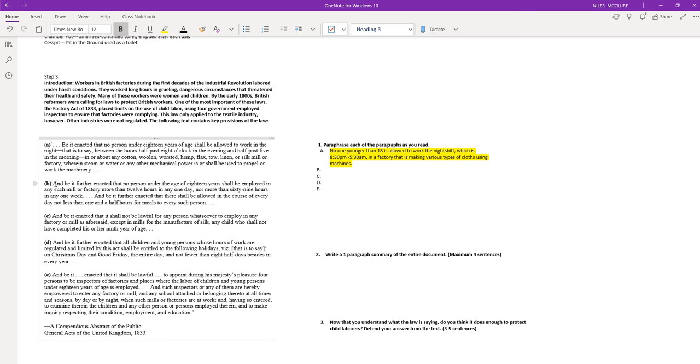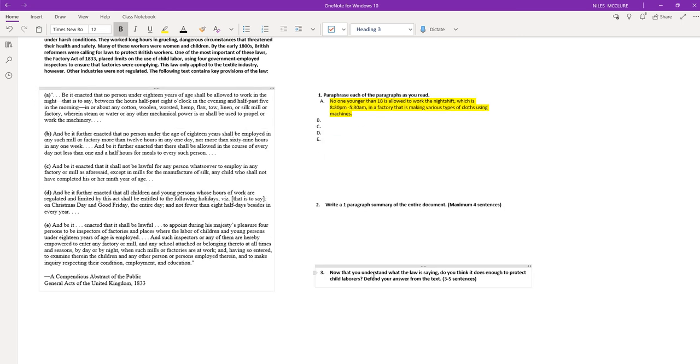All right, now once you've gone through and you have completed B through E, you're going to go ahead and answer question 2, which is where you're writing a 1-paragraph summary of the entire document. So once you've put this all into your own words and you understand what it means, now you need to shorten it down. What is the law trying to do? What is it saying? You have 4 sentences to condense that down. Okay, so you'll write that paragraph right here. Then of course you'll answer the last question and you'll be good to go.